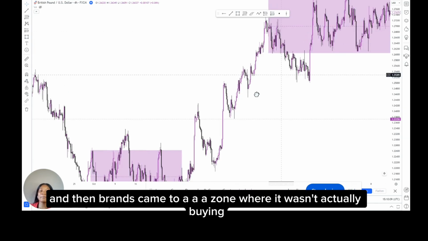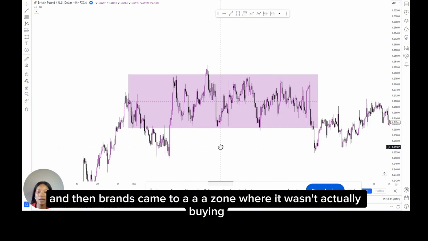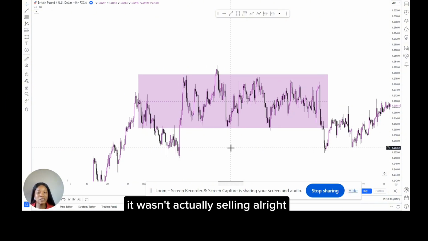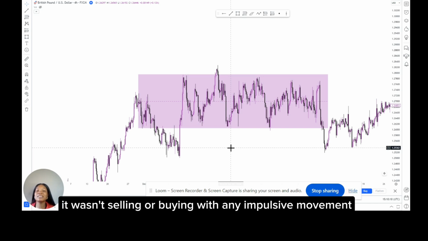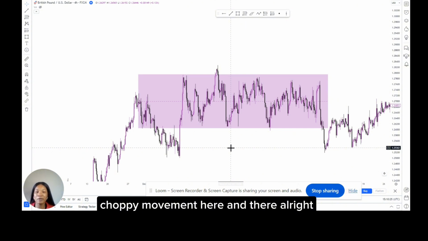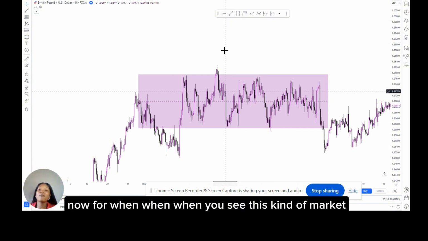All right, and then price came to a zone where it wasn't actually buying, it wasn't actually selling. It wasn't selling or buying with any impulsive movement. It was just giving choppy movement here and there.